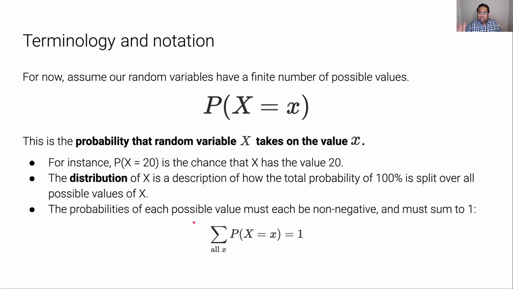One of the properties of a distribution is that each of the probabilities must be between 0 and 1, so they can't be negative. And the sum of all of the probabilities of the values that a random variable can take on must be exactly equal to 1. So if we sum over all possible values x of our random variable, the sum of those probabilities must equal 1.